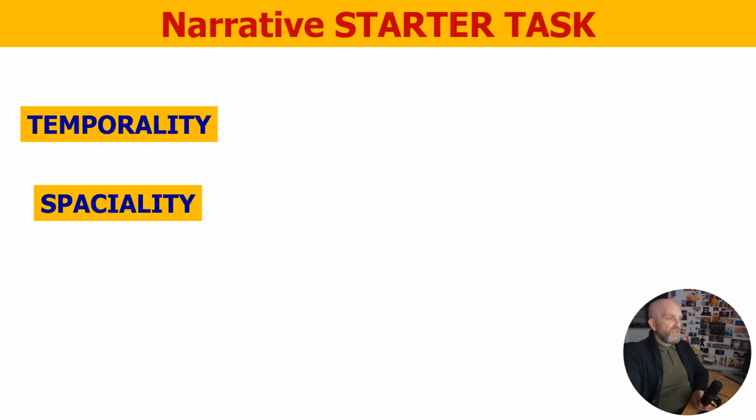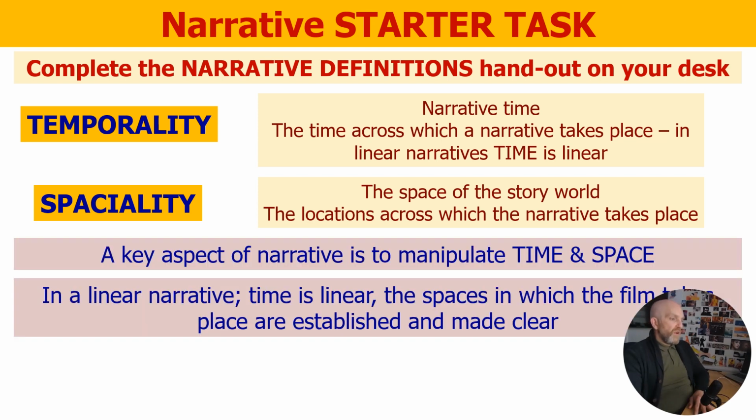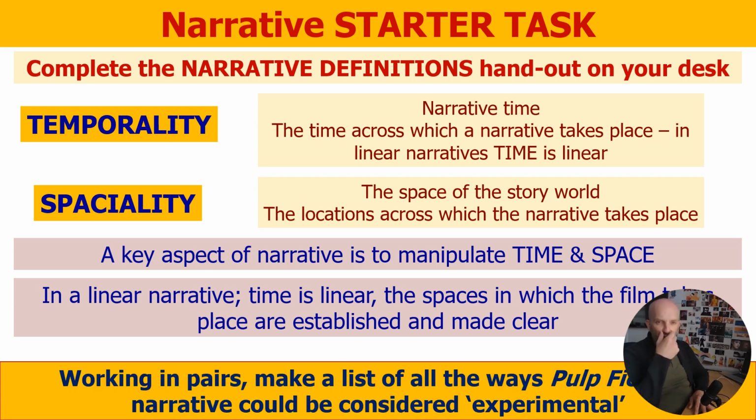So before we start, let's look at a few key terms. Temporality is a word that you're going to have to use in your essay, and maybe spatiality. But temporality is narrative time, the time across which a narrative takes place. In linear narratives, time is presented and ordered in a linear fashion. So a key aspect of narrative is the manipulation of time and space. And in the linear narrative, time is linear and the space in which the film takes place is clearly established and made clear. However, that's not really true of Pulp Fiction. So think about time. Tarantino does manipulate time and space. That's what filmmakers do with narrative, but he does it in a much more experimental, non-linear way.